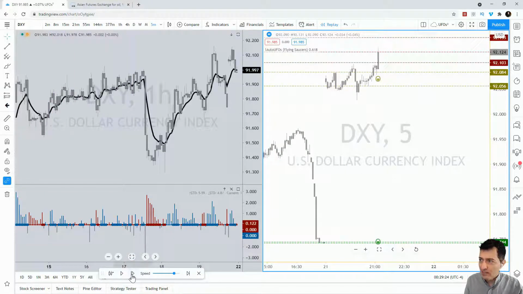And now as price is moving up, so this was a full profit, it got to the red UFO, so you will close the trade for a profit and now ready to do it again, okay?